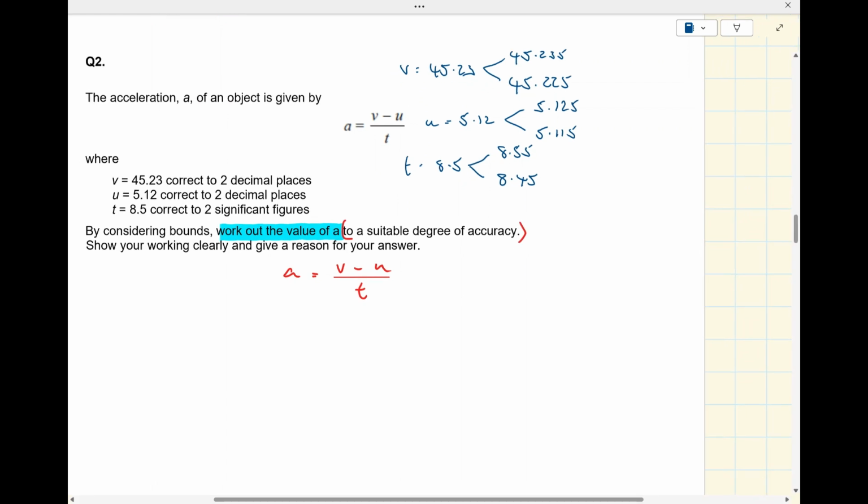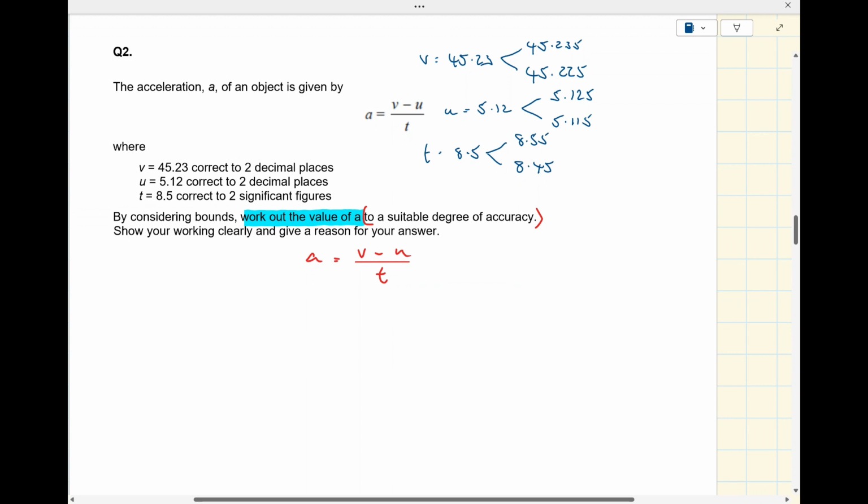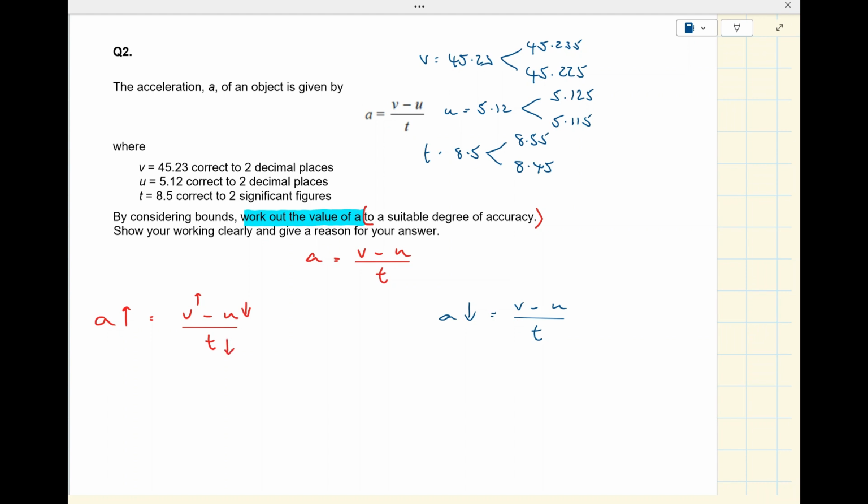So what I'm going to do is I'm going to work out the upper bound of the value of A, and I'm also going to work out the lower bound of the value of A. And then we'll look at those and ask ourselves what we know about what A actually is equal to. So on the left here, in red, I'm working out the upper bound of A. So I'm going to want the highest V and the lowest U, so that the numerator is as high as possible, and I'm going to want the lowest possible T.